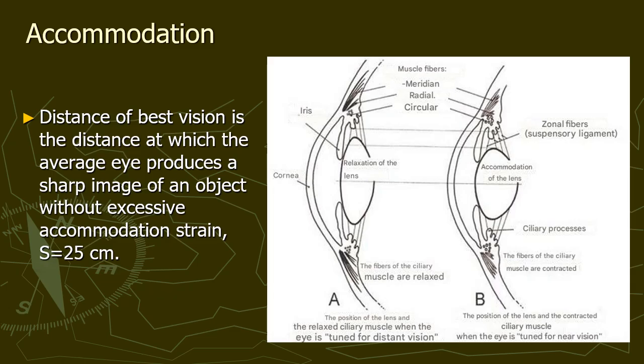So, as for accommodation, it is also important for us to introduce such a concept as the distance of the best vision. It is the distance at which the normal eye gives a clear image without excessive strain of accommodation. That is, when our eye is not strained, this is the minimum distance at which we see the image up close well enough. This is 25 centimeters. Further, if we bring the object even closer, then accommodation is already required, eye strain, contraction of the ciliary muscle, and a change in the shape of the lens.